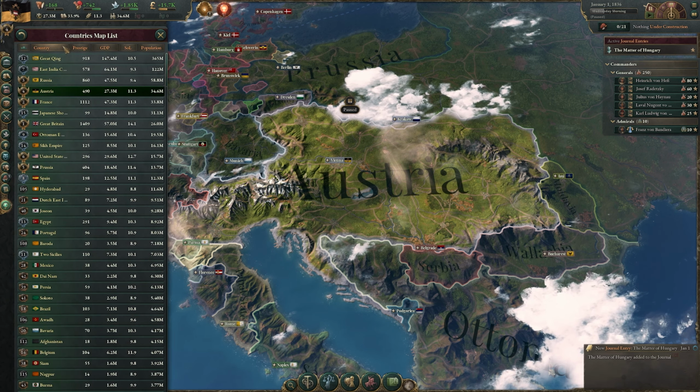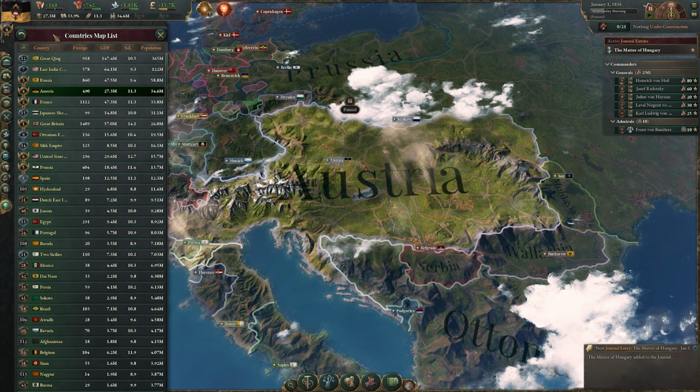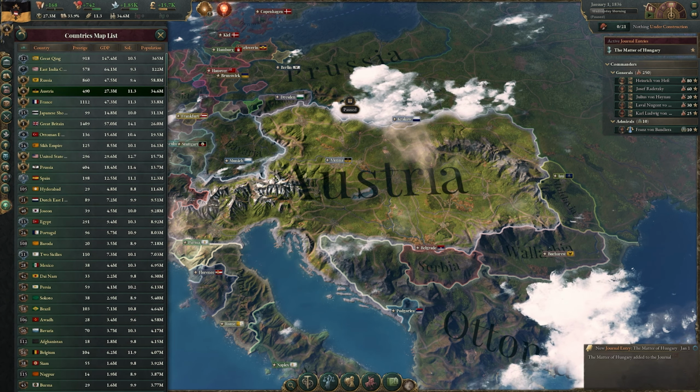I don't reference this very often, but you certainly can just to kind of see how you're doing. But note that the 4 over here means that you are rank 4, and as Austria, you start as a great power. Moving on to your country information.